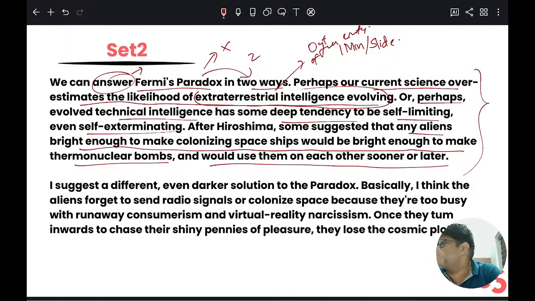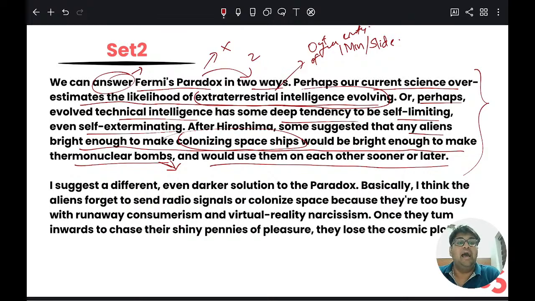Now they're saying that after Hiroshima, any aliens bright enough to make colonizing spaceships, may it be humans, may it be people from Mars, if you are able to make spaceships, with the purpose of colonizing other spaces or other planets, you would be bright enough to make thermonuclear bombs. If you can make spaceships, then thermonuclear bombs are a very small thing. Like if you can run 10 kilometers or 100 kilometers, for you 100 meters is nothing. It's very easy, right? So they make thermonuclear ones and would use them on each other sooner or later. And what we'll do, we'll throw it to them, they'll throw it to us, we'll use them and we'll destroy.